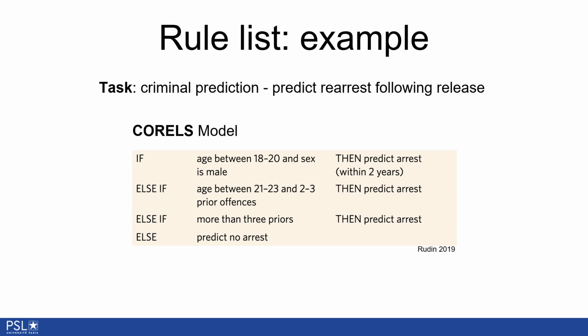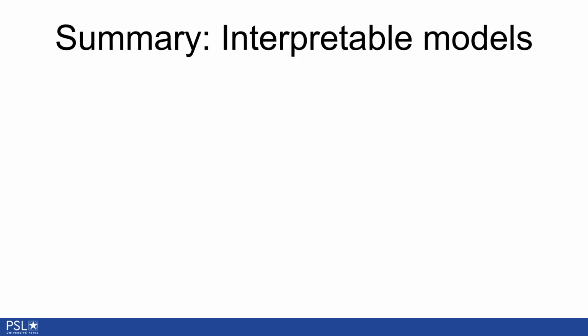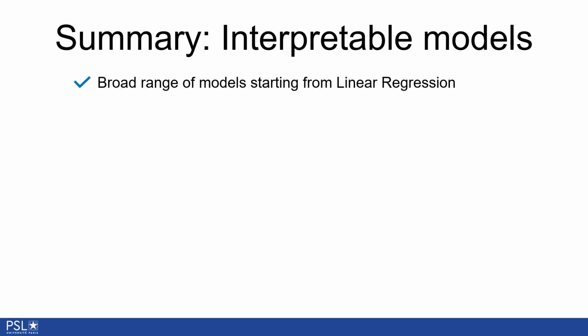So this is a very transparent model in which the causal chain of decisions is directly clear. So this is a highly interpretable model. Strikingly, Rudin and colleagues showed that this simple interpretable model is in fact as accurate as the black box proprietary model often used in the US criminal system. This brings me to the end of this lecture and to the end of the series of the 2 lectures on interpretable models. To summarize, a broad range of interpretable models exist, starting from linear regression.